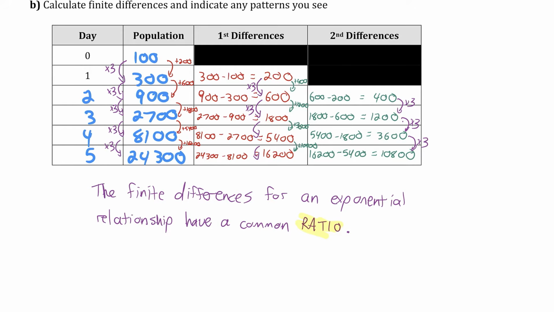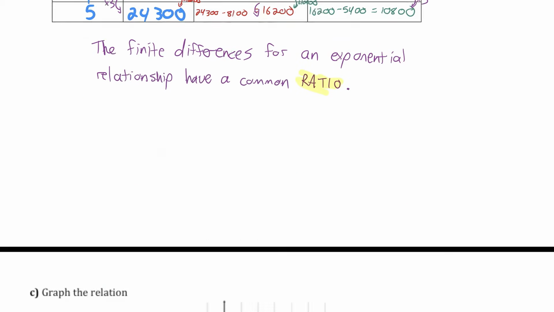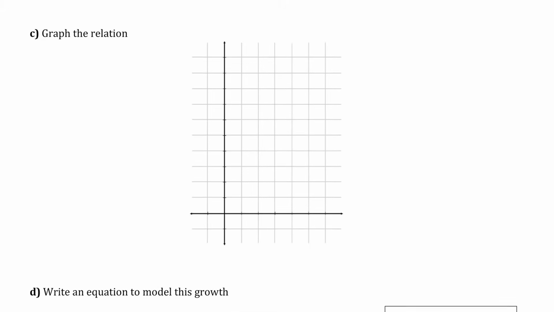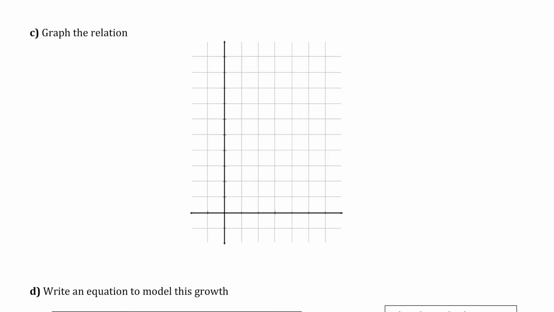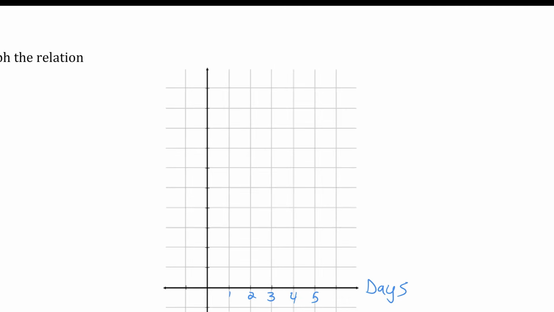Stating they have a common ratio is another way of saying they're related by multiplication instead of by addition. Okay, so now that we understand how to represent the relationship in a table, let's now represent the relationship graphically. So I have an x and y axis, which I will use for my independent and dependent variables. My independent variable was the number of days. So we have day 0, day 1, 2, 3, 4, 5. And my dependent variable, my y-axis, is the population of the bacteria.